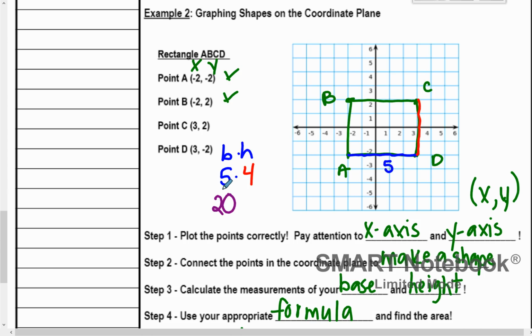When we are on the coordinate plane, they're not going to be labeled unless they tell you like 1 box is 1 foot. Okay, so unless they give you those directions, it's always going to be units squared. And remember, we abbreviate units to UN, so it could be 20 UN squared as well.